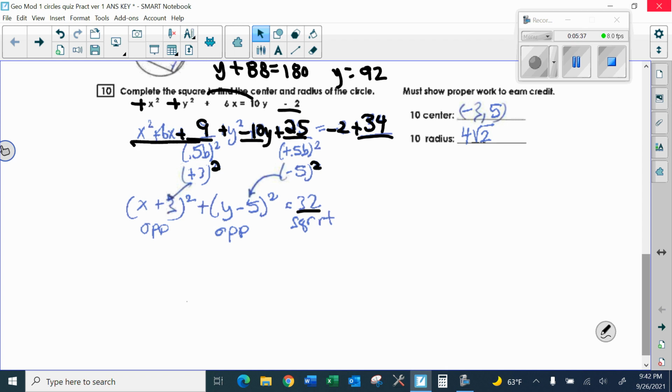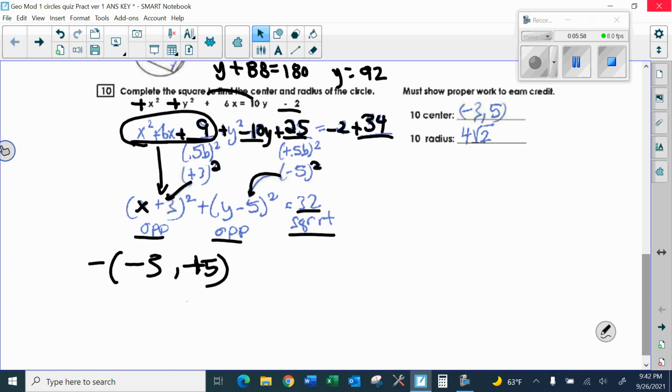And then this is a perfect square trinomial, and it factors into that. All I have to do is drop down that +3, and it's x +3 quantity squared, and y, drop that one into there, y -5 quantity squared equals 32. And then my three words, opposite, opposite, and square root. So I have -3, +5 for my center. Remember, the left side of the equal sign gives you the center. The right side gives you r squared. So r squared equals 32.